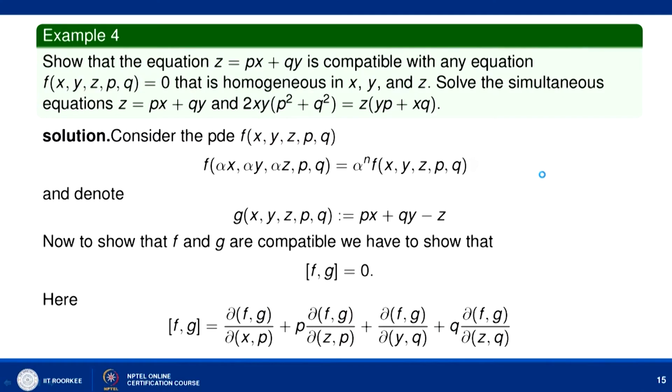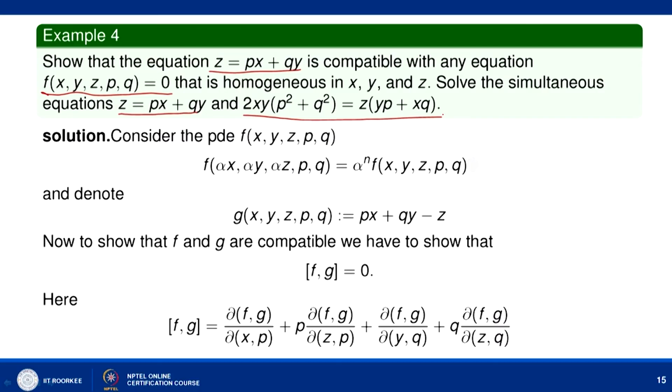Now let us consider one example based on this compatibility procedure. Here we say: show that the equation z equal to px plus qy is compatible with any equation f of x, y, z, p, q equal to 0 that is homogeneous in x, y and z. And once we show that they are compatible with each other, we try to find out the common solution of the two equations z equal to px plus qy and 2xy p square plus q square equal to z yp plus xq.